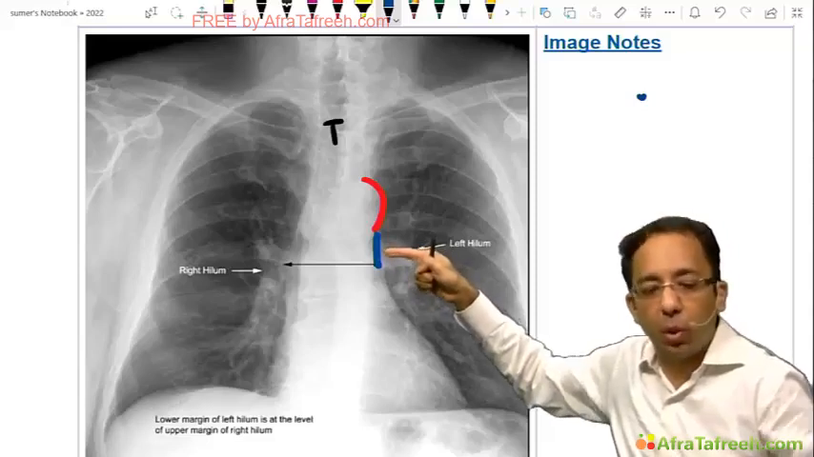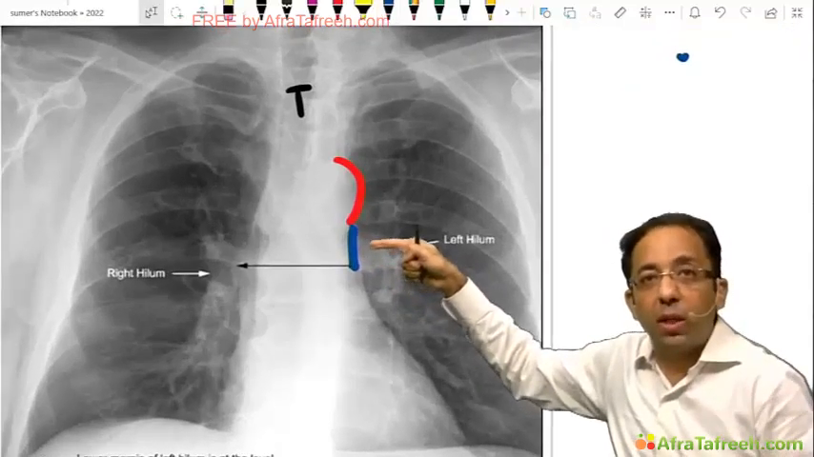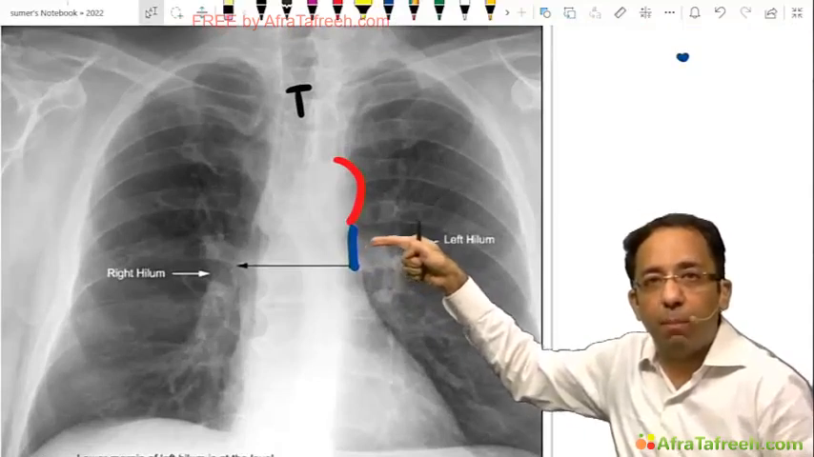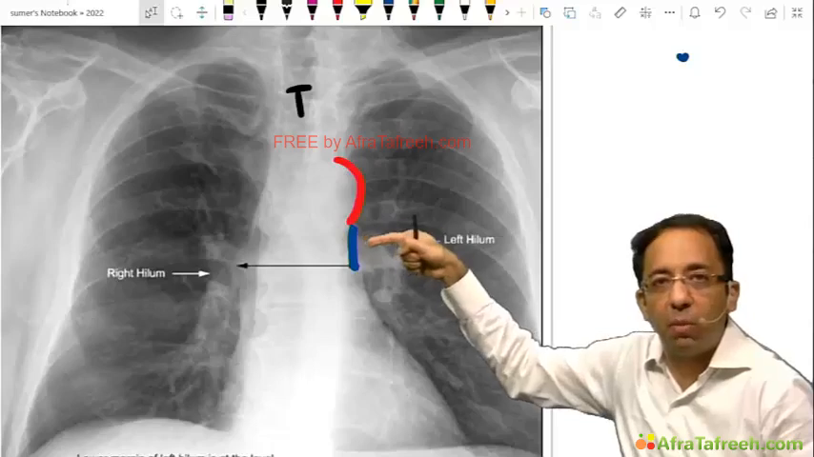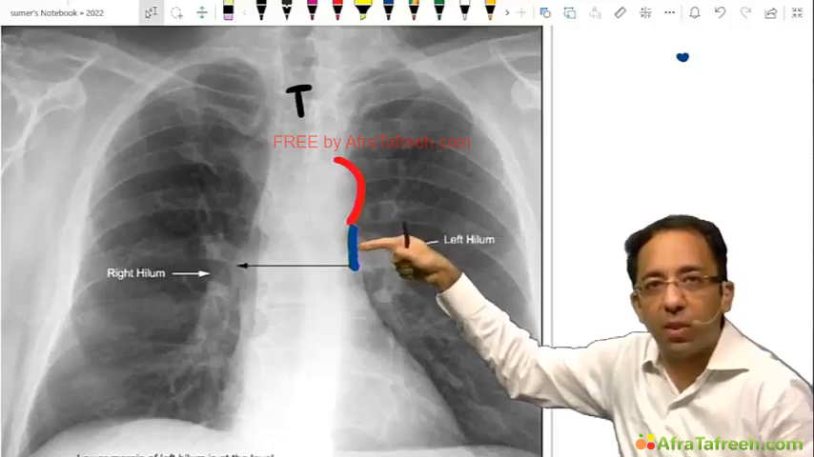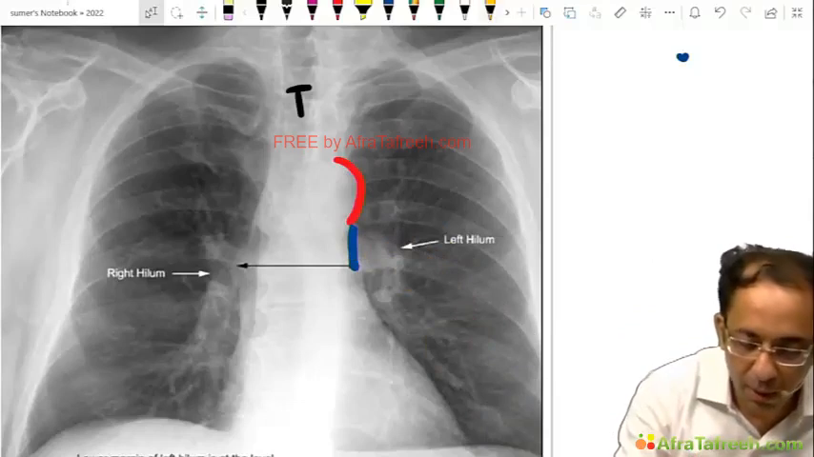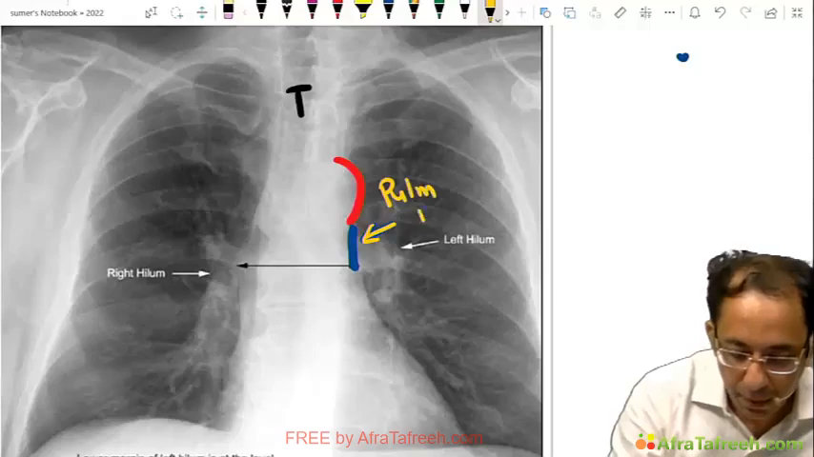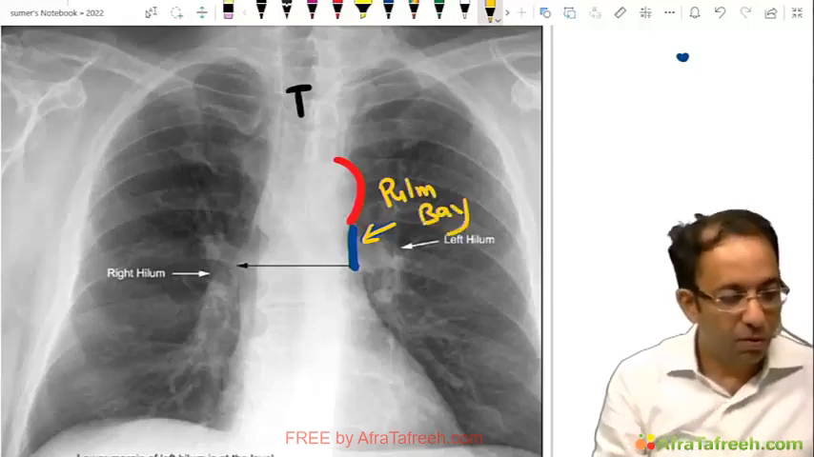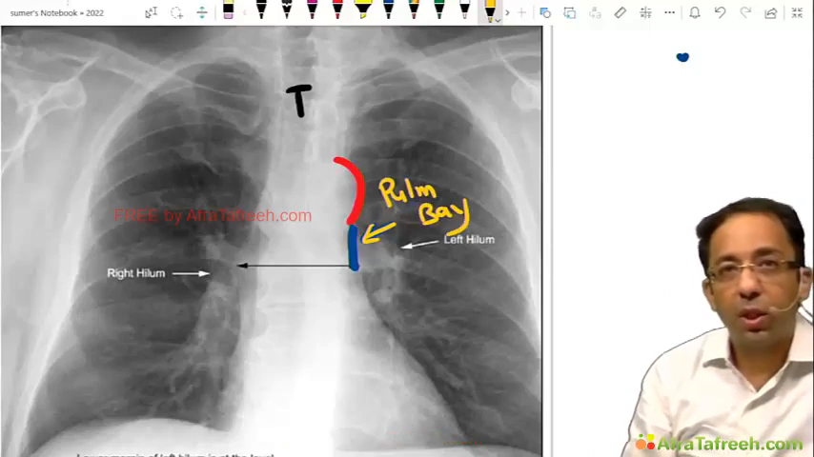Please see beta, look here. NEET PG 2019. What is this area? Tell me. Below the aortic knuckle, they put an arrow. NEET PG 2019. People were mugging up hi-fi things. Exam is asking basic. What is this? Pulmonary bay. This is called as the pulmonary bay. Everybody clear? Are you able to understand?